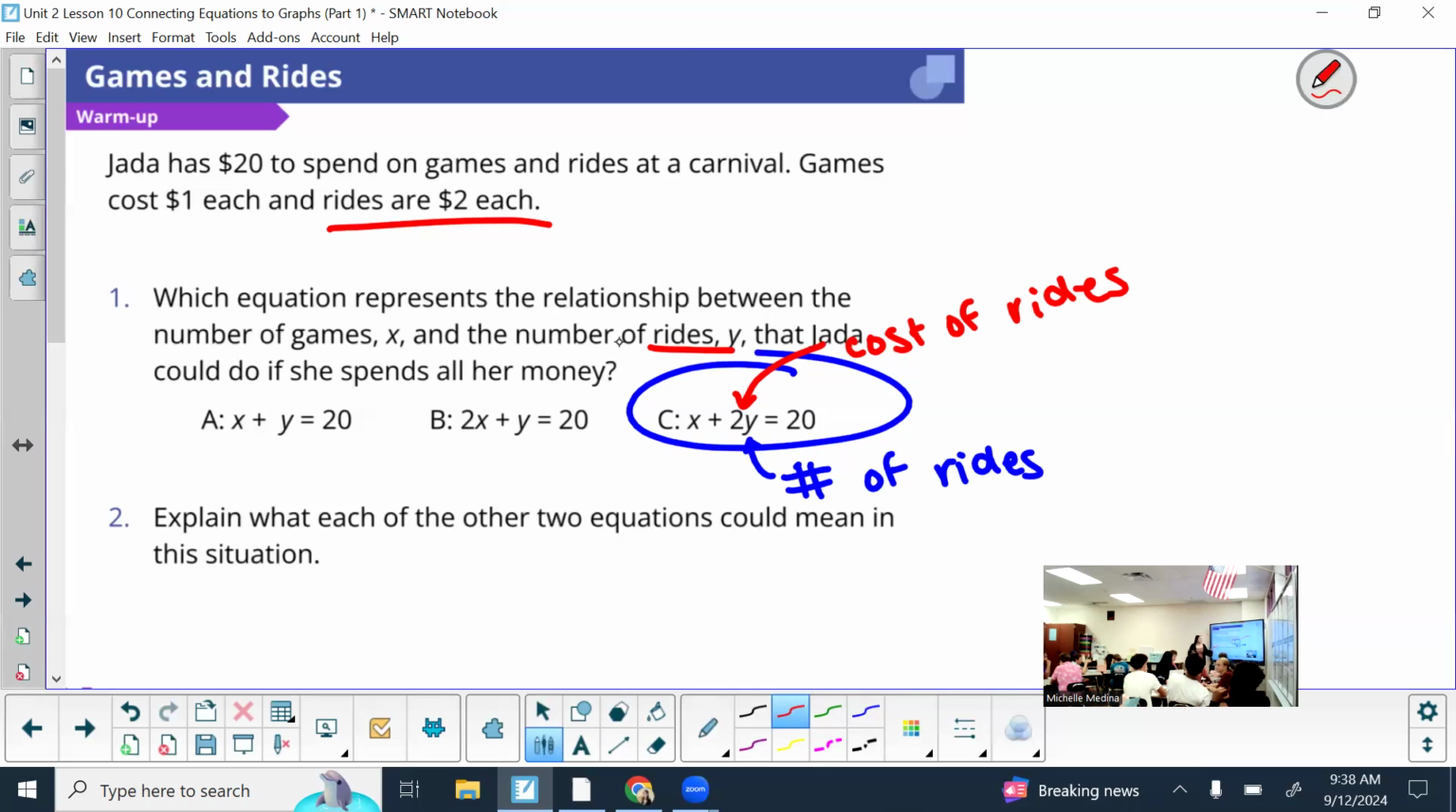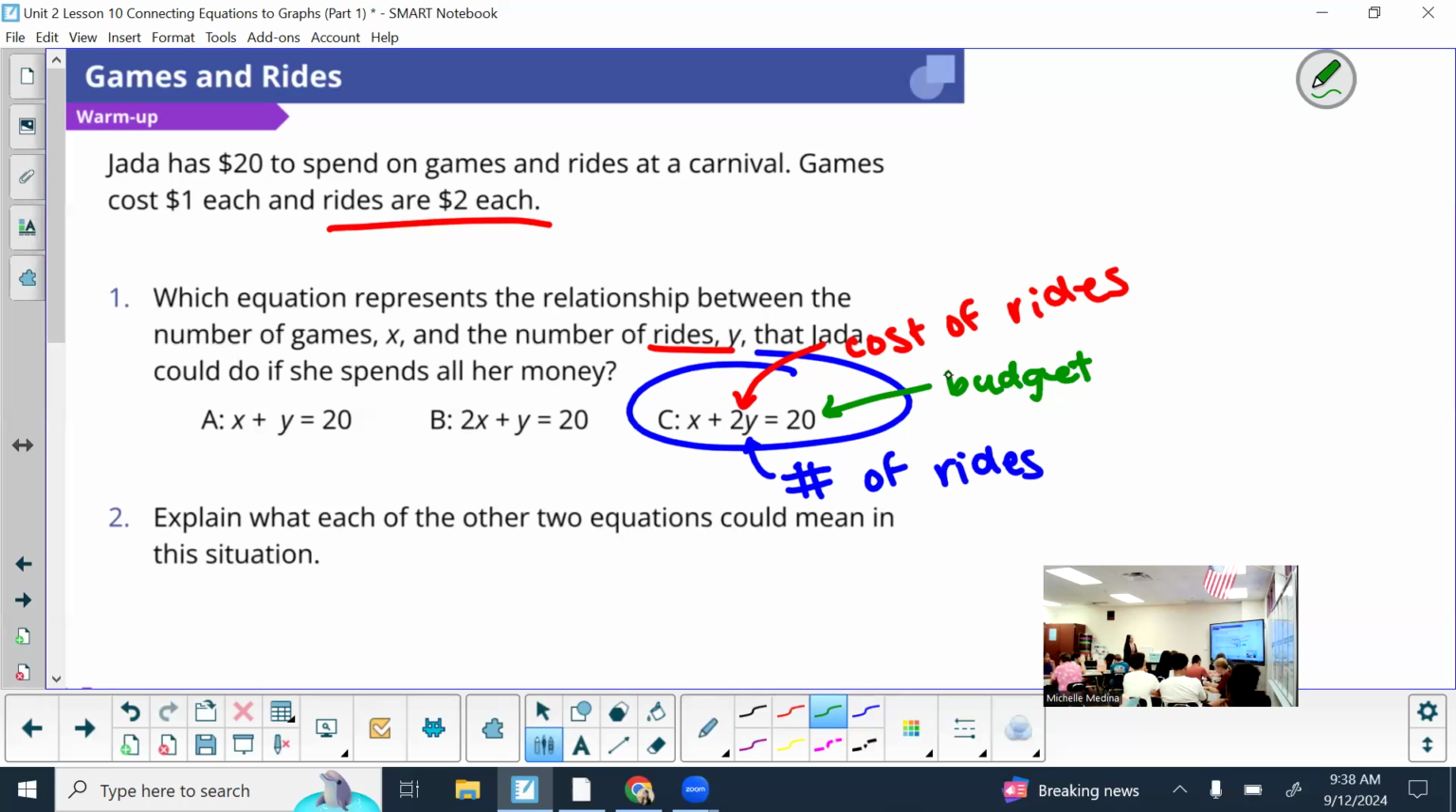Each of them are equal to 20. What is the 20 representing in the situation? How much money she has in total. So in other words, her budget. But remember how I told you before, totals are usually alone on one side? That's why, because that's the total amount of money she has, her total budget. On the other side is what's contributing to that budget. So if we're talking about money, the other side probably has money involved too, and it does.